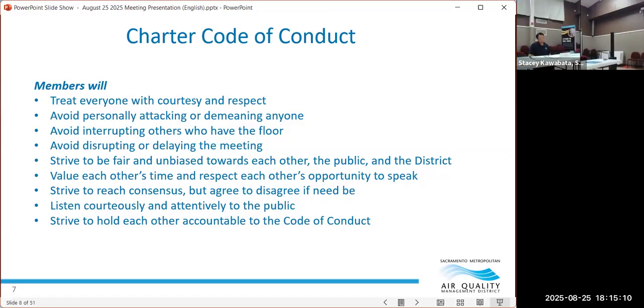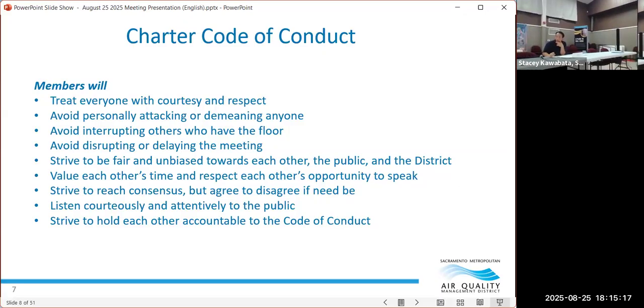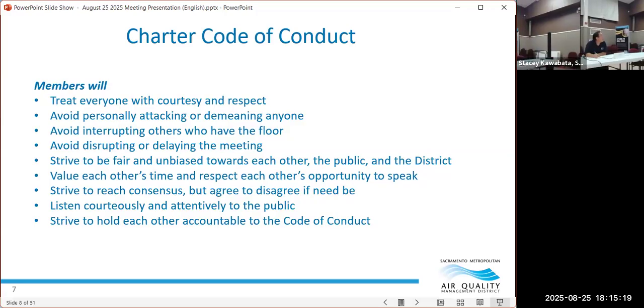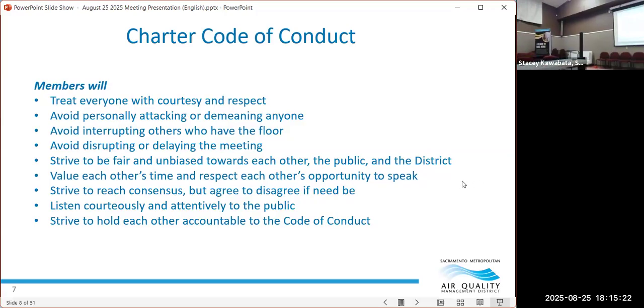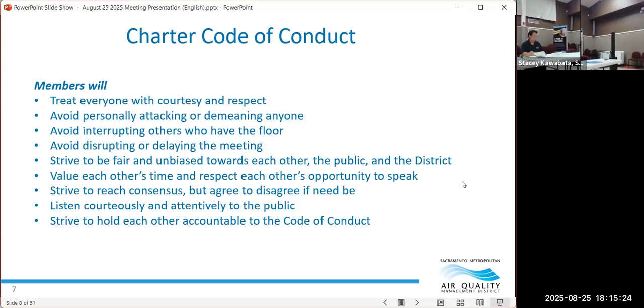We have a really tight agenda per usual, so we're going to do our best to not speak over each other. That's also an issue for interpretation. If you're speaking over someone, the interpreters can't interpret that, so that's not creating equal access for language.